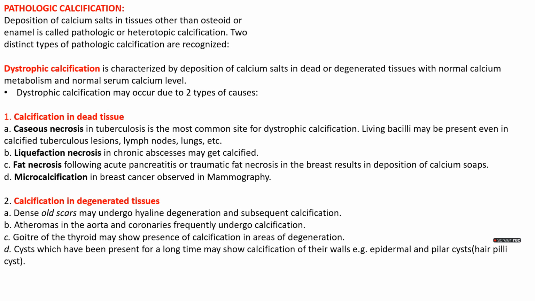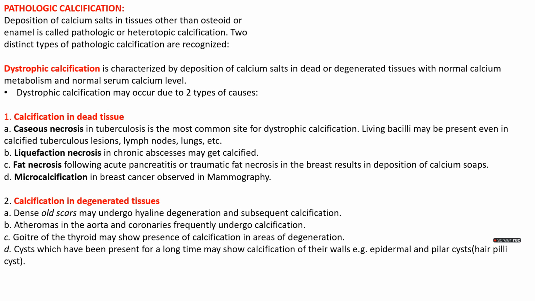Next is liquefactive necrosis. You know what is liquefactive necrosis? A chronic abscess may get calcified. That is, chronic infections or chronic death of the cell can lead to this calcification in case of liquefactive necrosis. And also you can expect the region will have a foul smell. It is highly degenerated, the cells will be dead, it will become black, with a foul smell. Okay, and you can expect in that region calcium salt deposition.